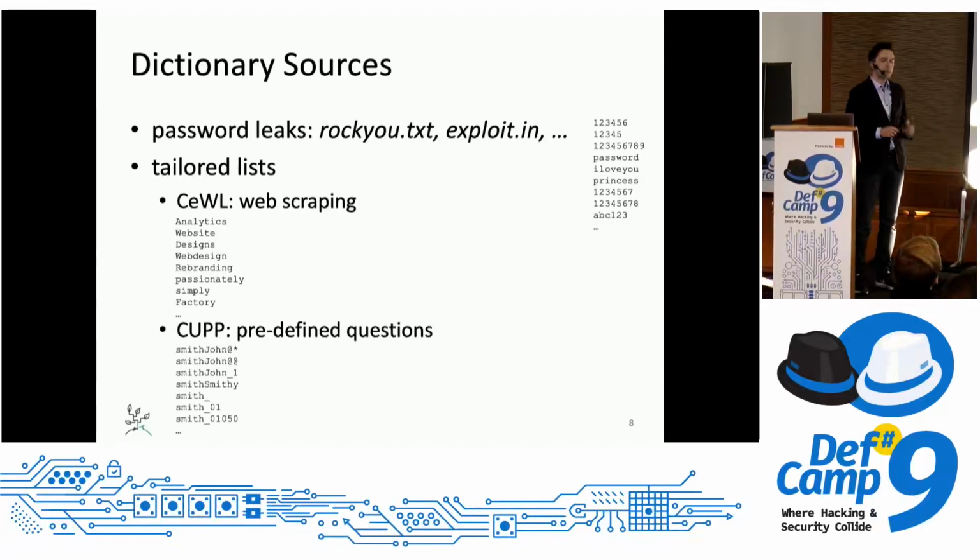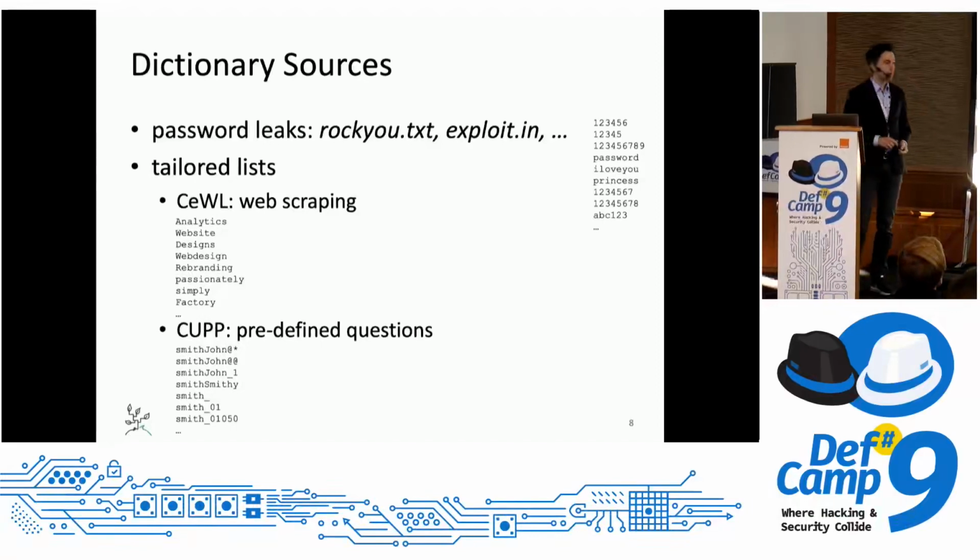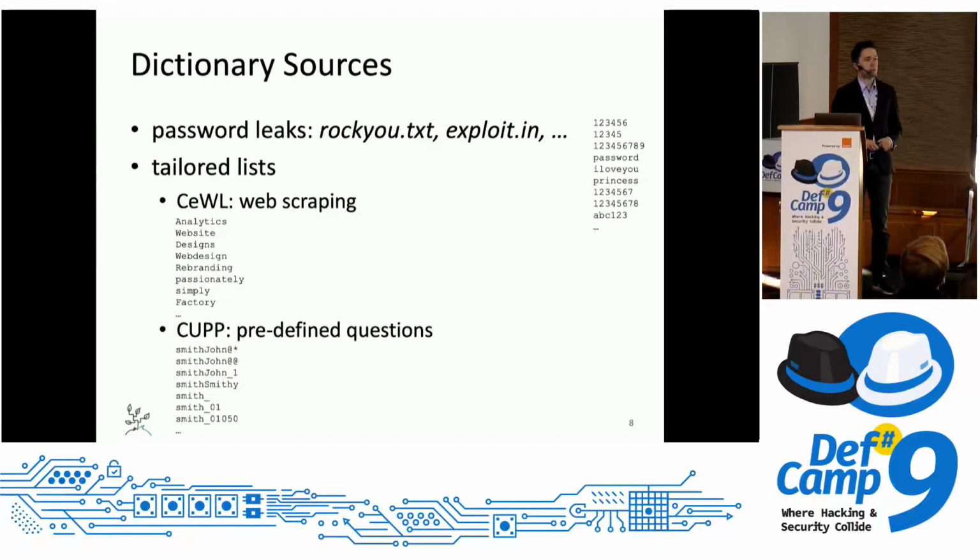But in some cases, you don't want to attack all the passwords. You want to attack specific victims. And in this case, there are two tools out there. First of all, is Cool, which is a web scraping tool. So you basically point it to a URL of a victim. So for instance, if the victim has a blog, you point it to the blog, and it extracts keywords. And these keywords can be used as a dictionary. So this would be an example here.